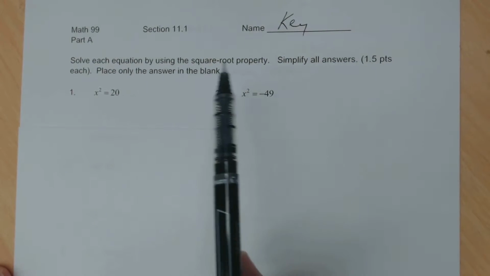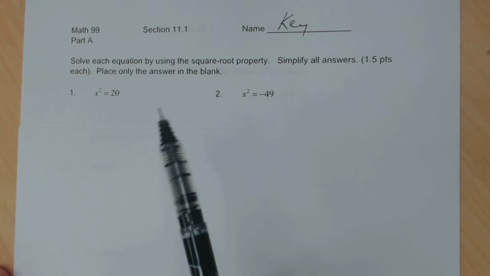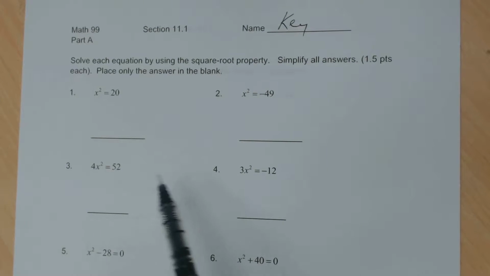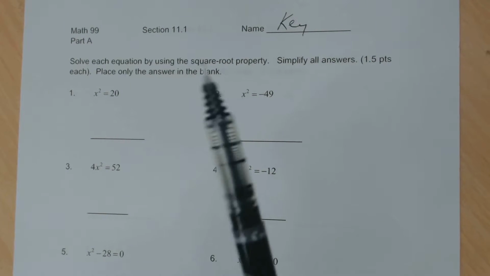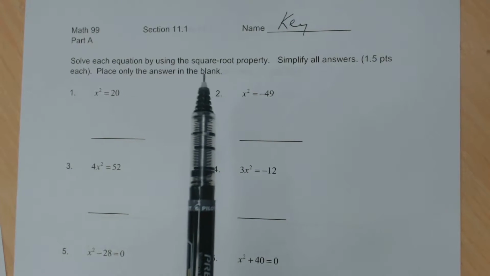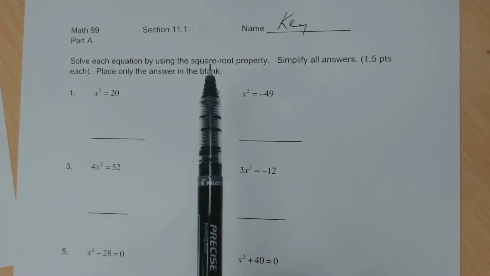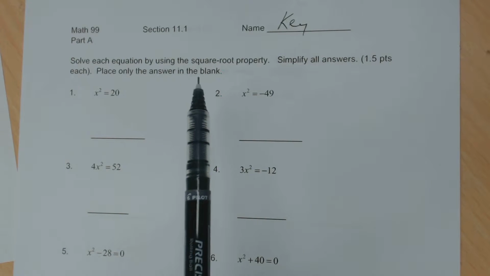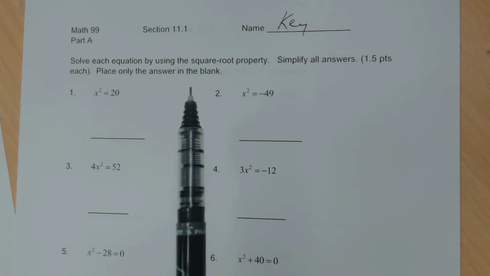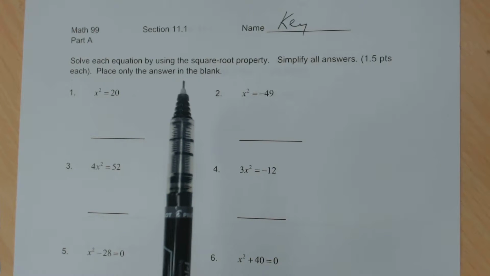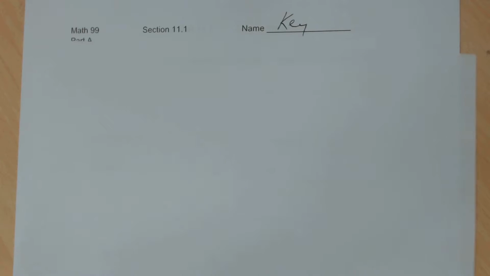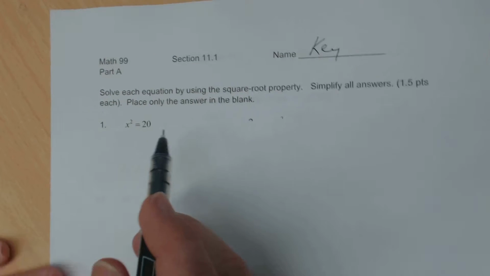This is a key to section 11.1 part A, where you had to solve quadratic equations. All of these are quadratic equations, and you want to solve these using the square root property. Always make sure you're following directions. If it says use square root property, use square root property. If it says factoring, use factoring. If it says use quadratic formula, you use quadratic formula. So always follow directions.